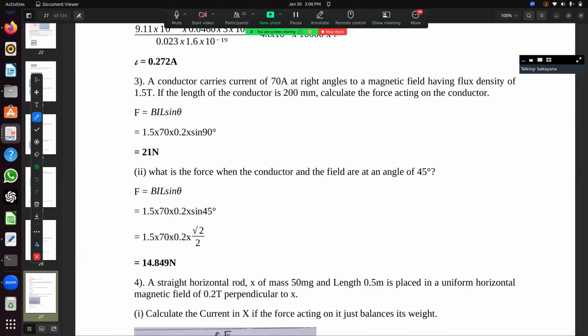A conductor carries a current at right angles to the magnetic field of flux density. If the length of the conductor is given, the force acting on the conductor can be given. This is what we have looked at. What is the force when the conductor makes an angle of 45 degrees? That one we have looked at. It's a matter of substitution.